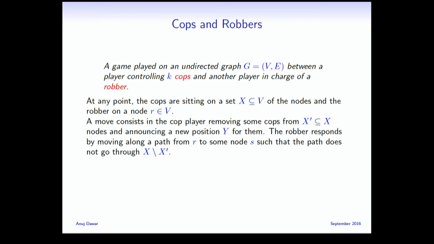The cop player chooses some set of cops which are going to move and announces the position they're going to move to. Okay, and these cops have helicopters. They just fly and land anywhere else on the graph. They're not constrained by the graph structure at all. The robber is constrained by the graph. And the robber can move from the current position to any position S as long as there's a path from R to S, not just one step, any path. But the path must not go through any of the stationary cops which are acting as guards. Okay?